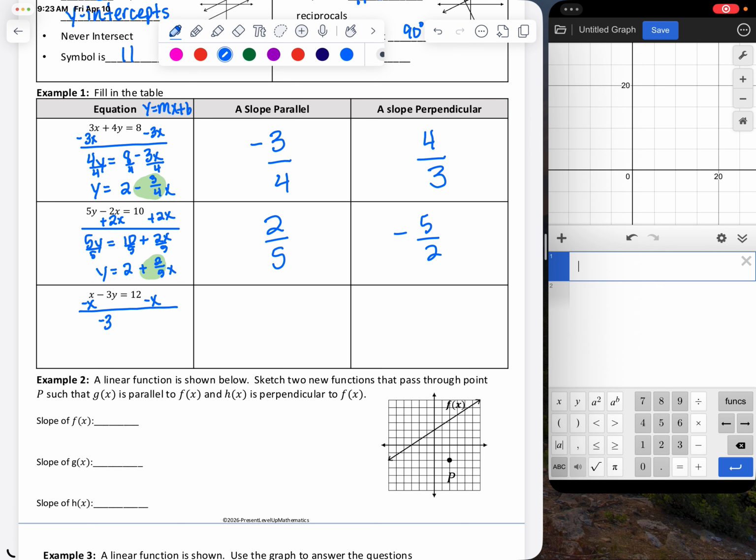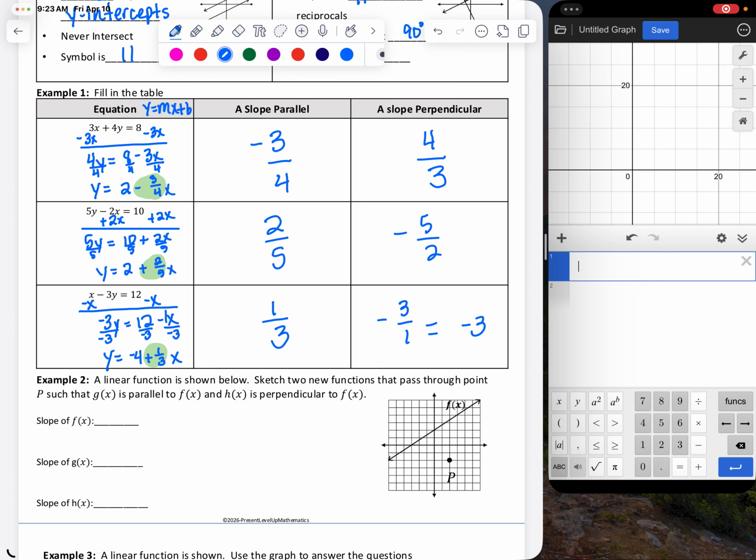So negative 3y equals 12 minus x, and then divide by negative 3. So this would be y equals negative 4. Now be careful here because this is an understood 1. And a negative 1 divided by negative 3 would be positive 1 over 3x. So our original slope is positive 1/3, which means our parallel slope is also positive 1/3. But the opposite of a positive is a negative, and the reciprocal is 3 over 1, which we don't usually leave like that. We usually reduce that to negative 3. Okay.